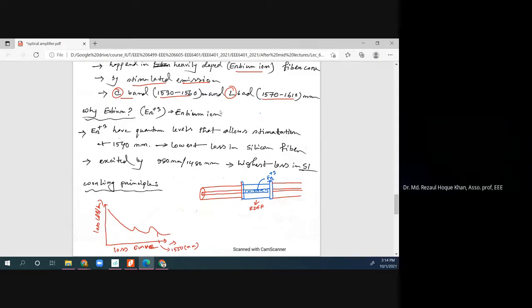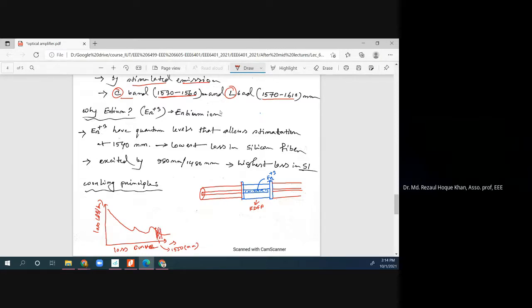This means 1535, 30 to 1560 is actually this range, or beyond 1572, which is another band, this band. You see here the loss, because we can see in the curve the loss is at a minimum. That's how we use it. And there is also another reason. What is this peak?